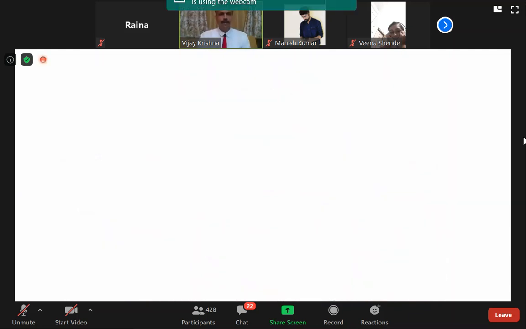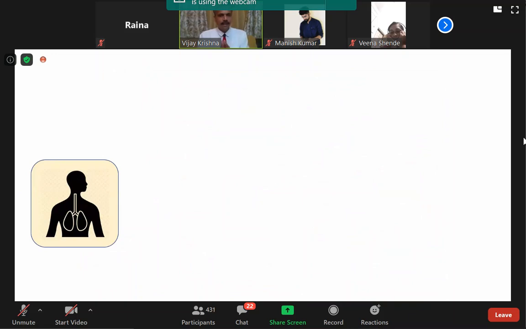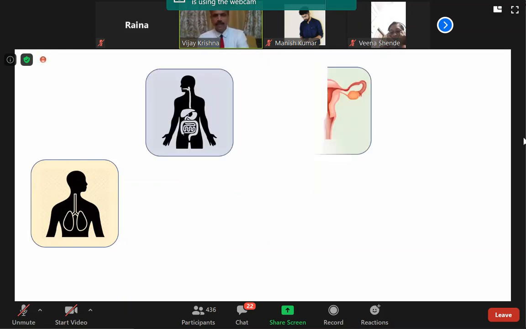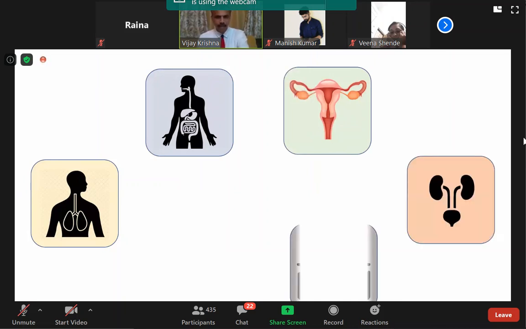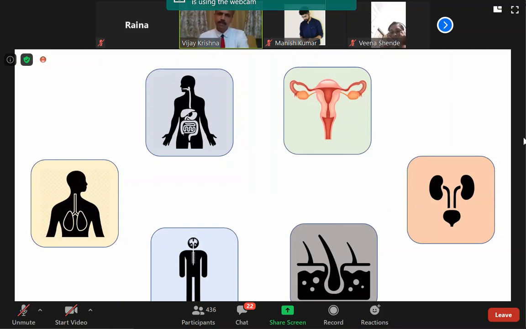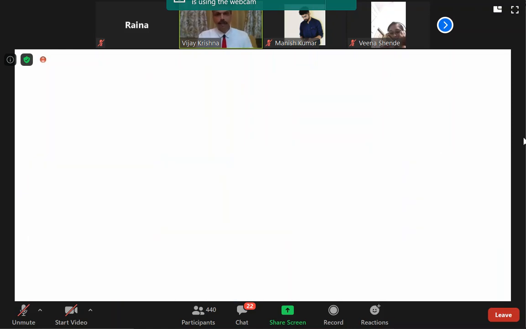We'll go further. As I was trying to tell you, in a homeopath's life, we have various cases coming up. For example, we might have some surgical cases coming up from the respiratory system. It can be from the GI, from the female genitalia, from the renal system, from skin, from CNS, any part of our body, we might see surgical cases coming up.